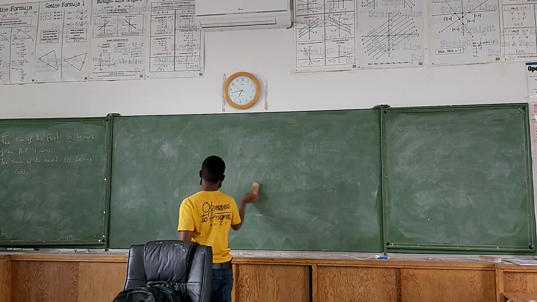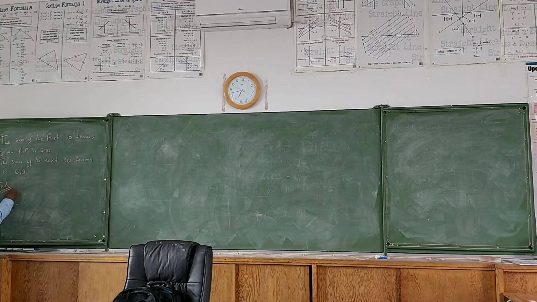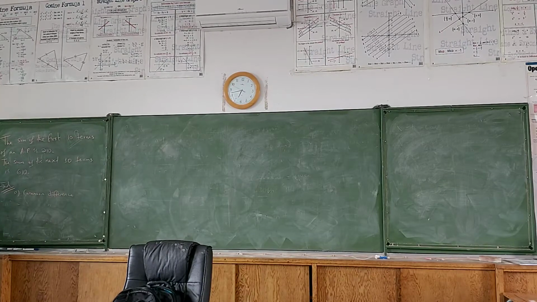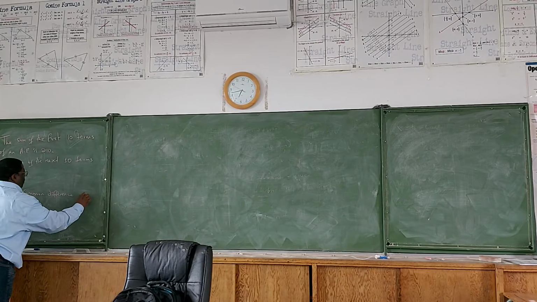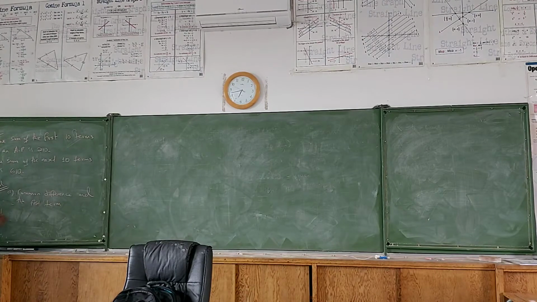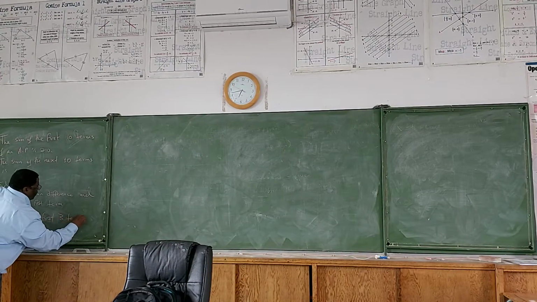What are we supposed to find? The common difference, A and B. First one, A and B. And is there a B part? Yes, sir. What is the B part saying? Hence, find the first three terms of the sequence.